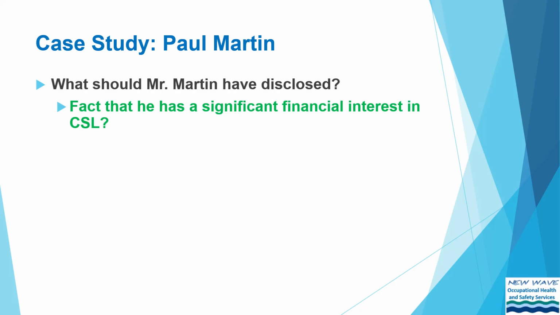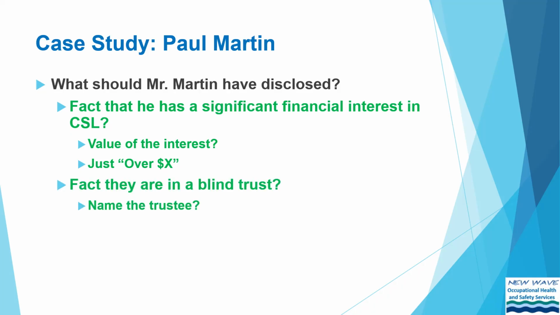We stated in the last module that Mr. Martin did have a conflict of interest, so that fact should be disclosed. But in what detail? Should he just disclose he has a financial interest with no details? Should he disclose the precise value of his holdings? Or perhaps just say it is over some threshold? Should he disclose the interests are in a blind trust? If so, should he disclose the name of the trustee?